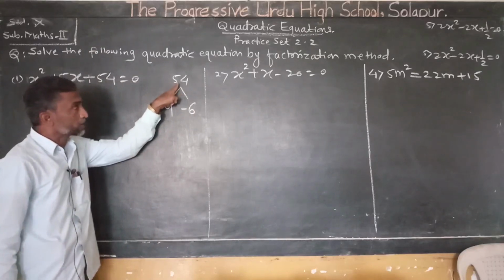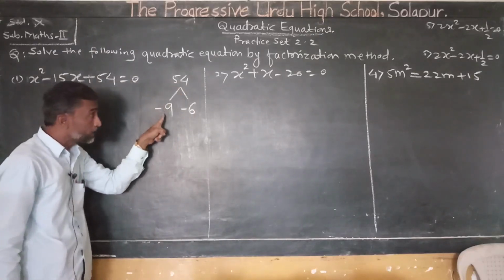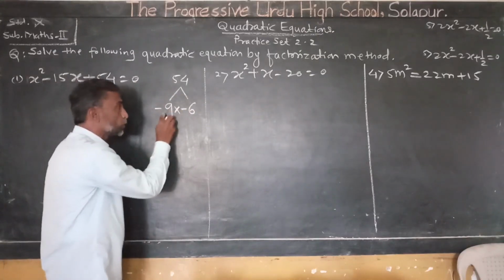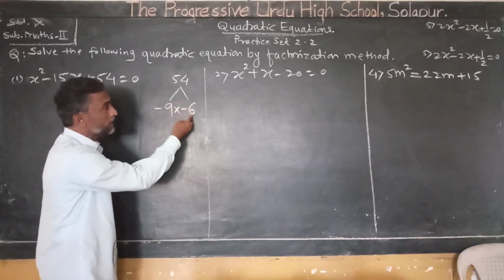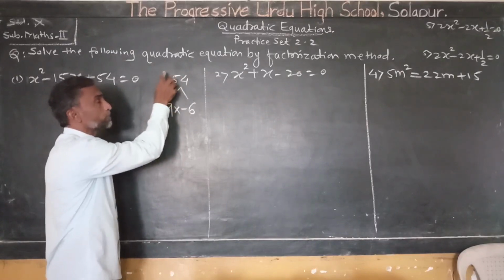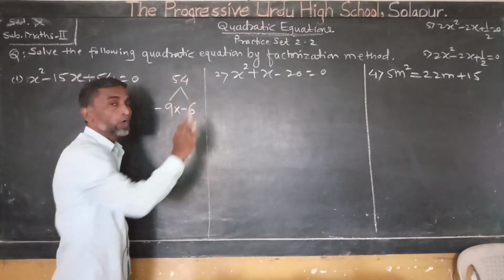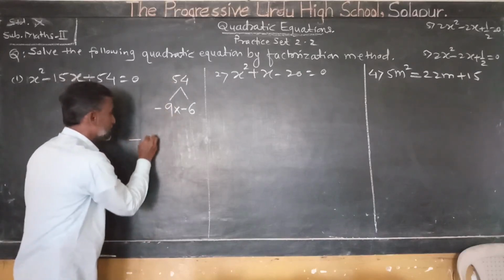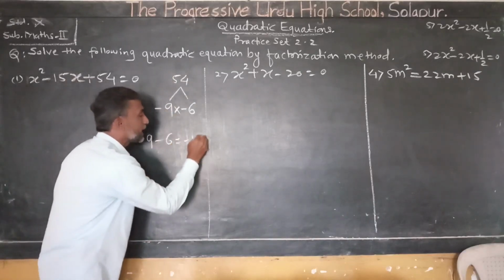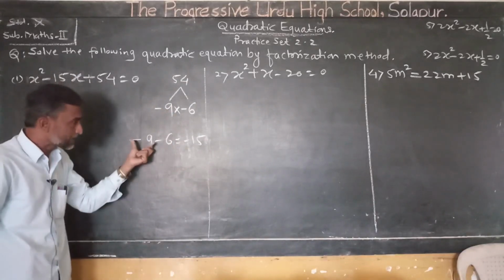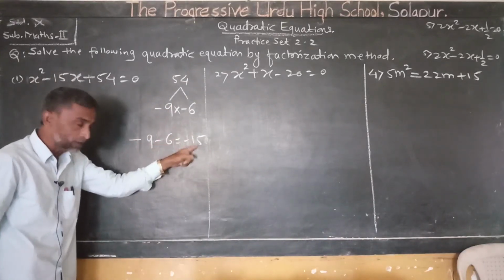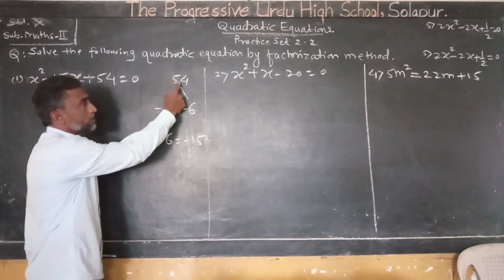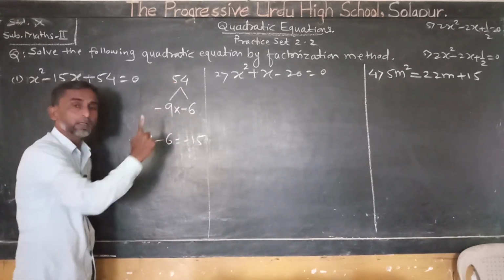Make the factors of 54 as minus 9 and minus 6, because if you multiply these two, minus 9 into minus 6, minus into minus is plus, 9 6s are 54, you will get plus 54. And if you add minus 9 and minus 6, you will get minus 15. As the signs are the same, do the addition and give the same sign. Therefore, we take the factors of 54 as minus 9 and minus 6.